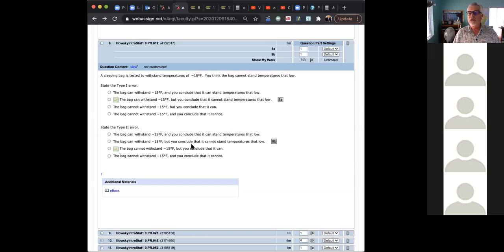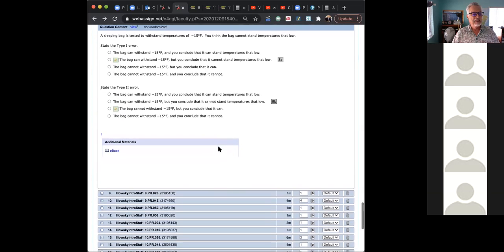Okay. The type 2 error is accepting the null hypothesis when it's false. So you would conclude that the bag cannot withstand, all right, negative 15 degrees. The alternative is that it's greater than negative 15. But you conclude H naught, that is that it is negative 15 degrees, okay? So that you would be committing the type 2 error, accepting the null when in fact it's false, okay? All right.